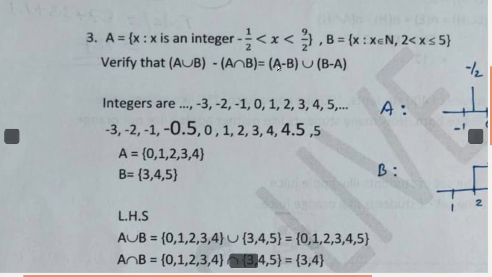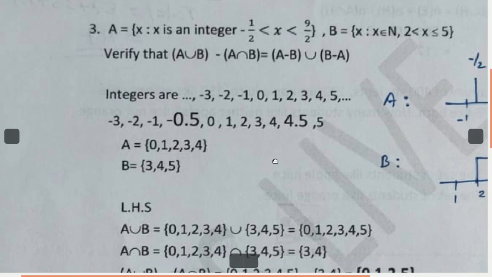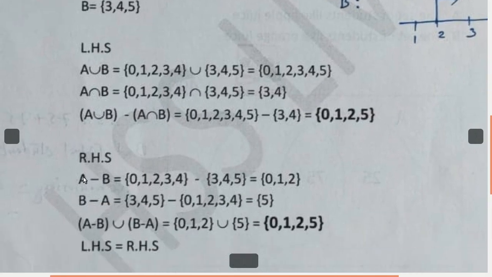Then what about the right hand side? A difference B union B difference A. What about A difference B? What is A? 0, 1, 2, 3, 4. Difference, what is B? 3, 4, 5. So you have to eliminate these elements from here. 3 is to be eliminated, 4 is also to be eliminated. There is no work for this 5 because 5 is not here. So only 3 and 4 are to be eliminated. Which are the remaining? 0, 1, 2. So the answer is 0, 1, 2.